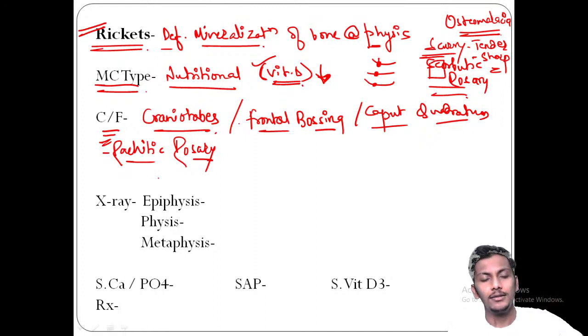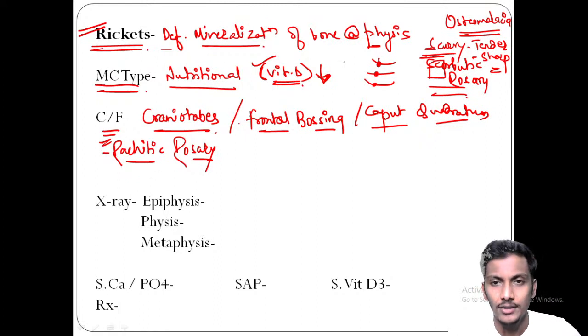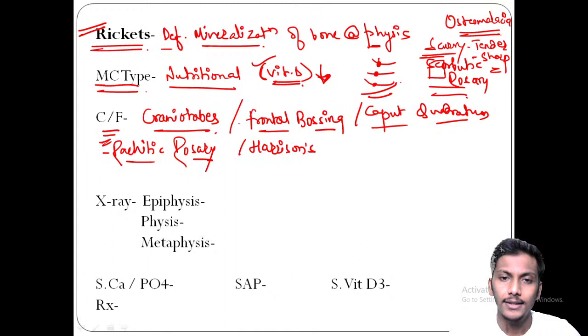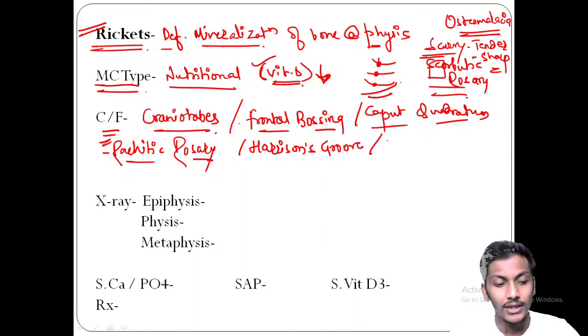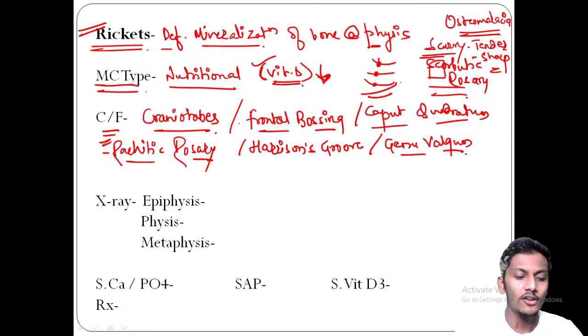Just beneath the ribs, you can see a groove which is formed. What is this groove known as? It is known as Harrison's groove or Harrison's sulcus. And the last finding that we have already seen in the image is knock knees. Knock knees are called genu valgum. So please remember, we can see genu valgum or knock knees in cases of rickets.